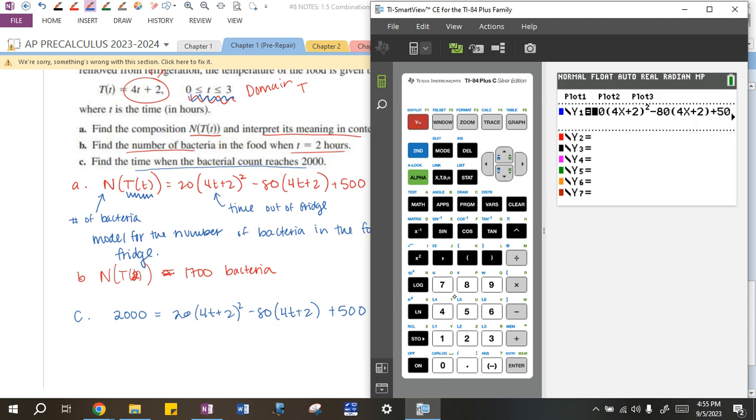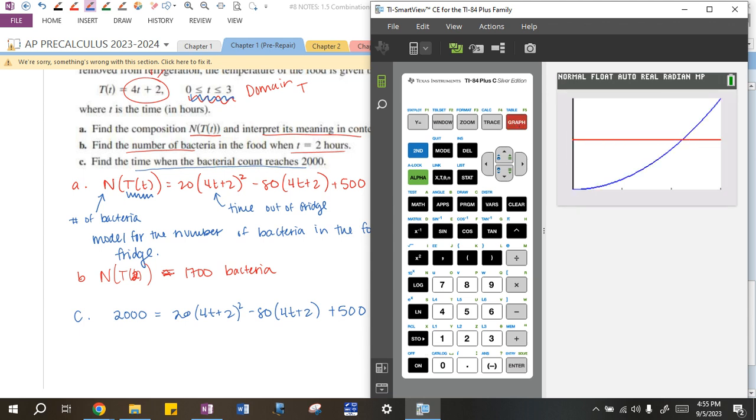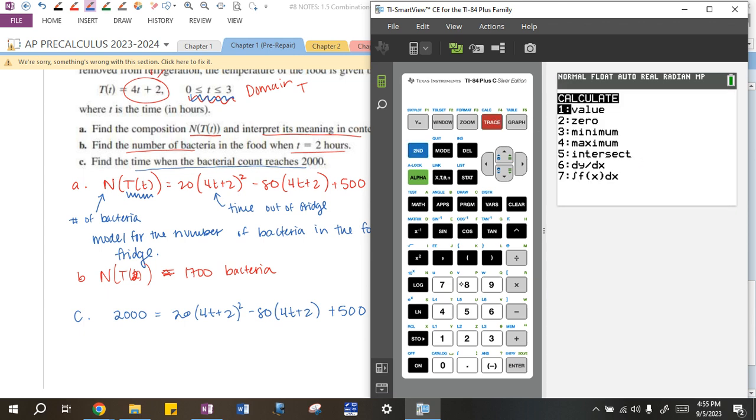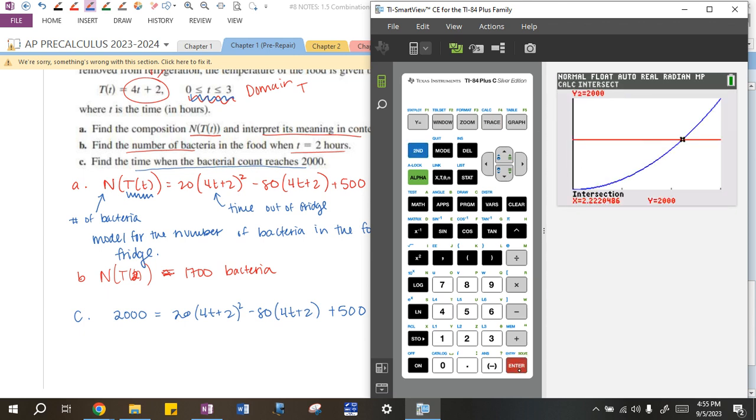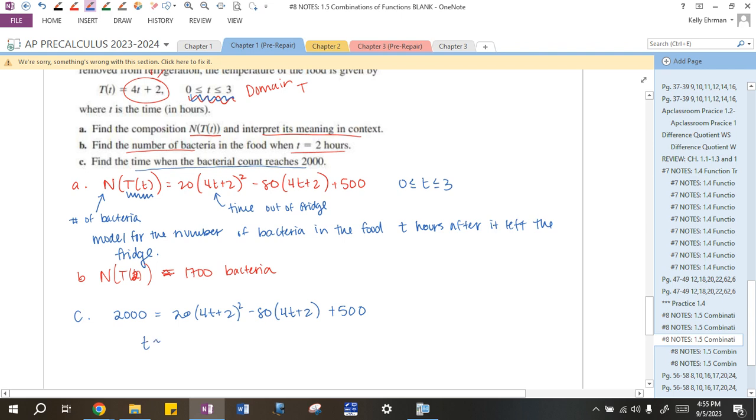And then go back to y equals and type in 2,000. Now, if 2,000 doesn't show up here, which it does, but if it doesn't, then you zoom fit again and make sure that it fits your window. But 2,000 fits, so this point of intersection, second trace, intersect, enter, enter, enter, tells me the time where that happens. We always round to at least 3 places for AP Pre-Calc and AP Math in general, so 2.222. T is about 2.222 hours for the bacterial count to reach 2,000.